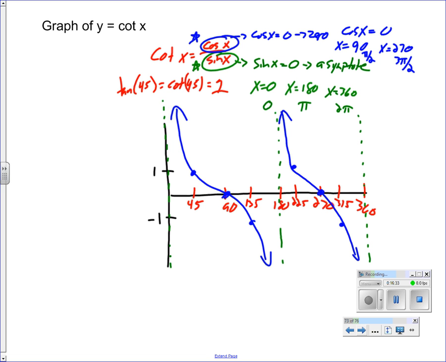So the shape is similar to the tangent function, except we see it's coming down from left to right instead of going up from left to right. So it's decreasing instead of increasing. It still has the asymptotes. We see asymptotes occur at different values than they do for tangent, but it's a similar looking shape to the graph.